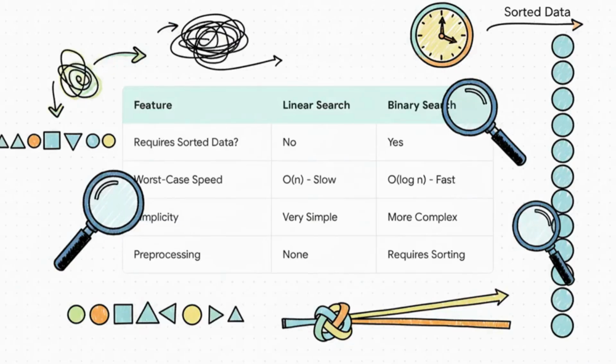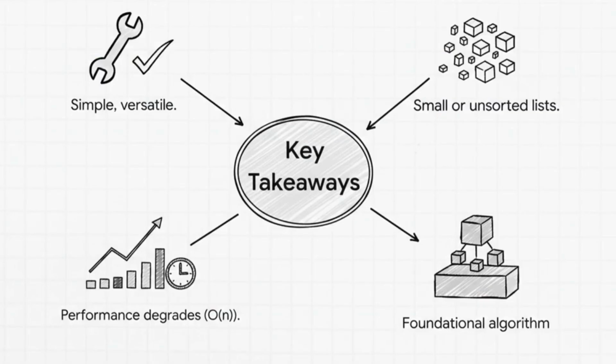The difference is pretty stark. Binary search is incredibly fast, O log n, but it has one massive, non-negotiable requirement. The data absolutely must be sorted. Linear search is slower, at O n, but it requires zero preparation. So think about it. If your data is unsorted and you only need to search it once, sorting the whole thing just to use binary search would take way more time than just using a simple linear search from the get-go.